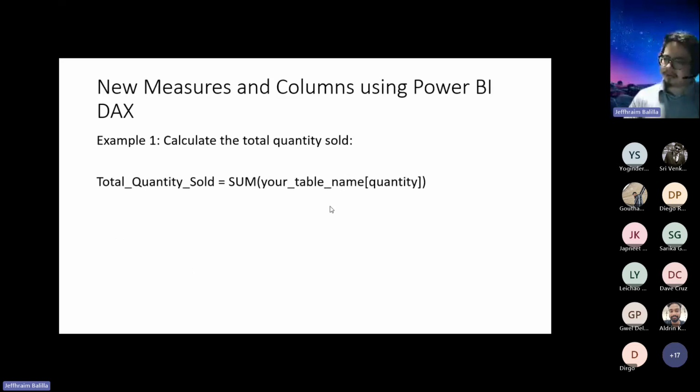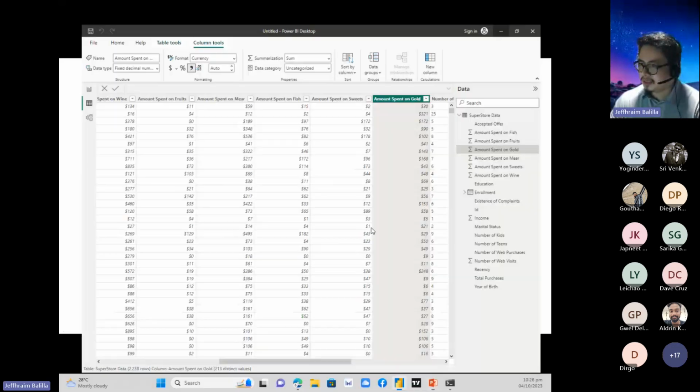So I have this example. Calculate the total quantity sold. Let me explain the parts of this. Total quantity sold would be the name of your calculation or your measure. And this sum is a function that gets your sum from this table. What goes in here is your table name, and then this quantity is actually a column inside your table. So to see it clearly, I'll be opening the pizza dataset.